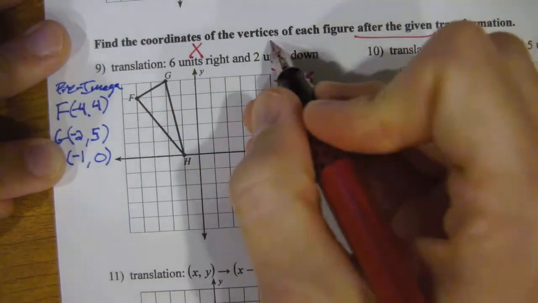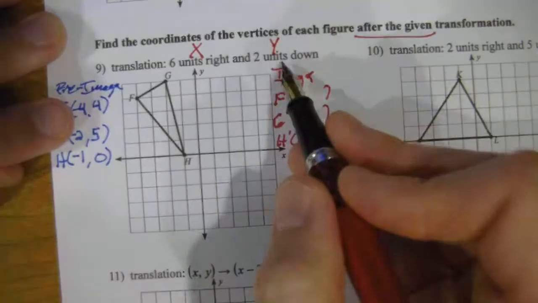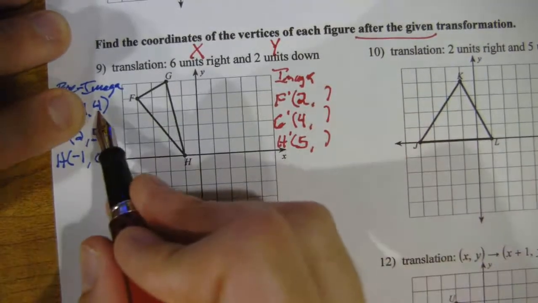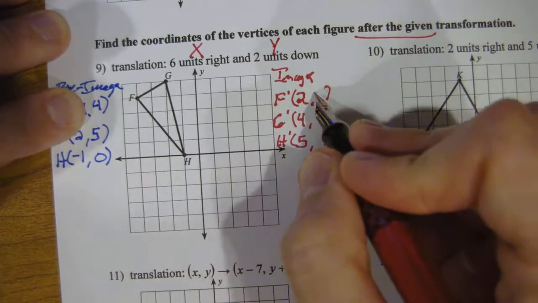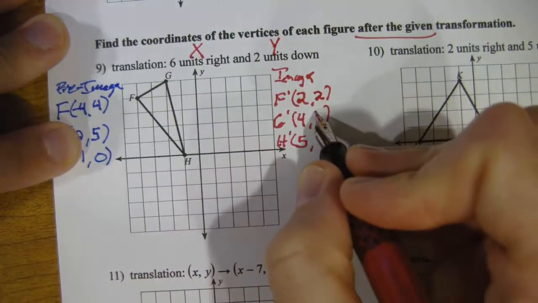2 down, that's a y issue. Up and down belongs to y. So if I'm going down, that's a subtraction. So I'm going to take this 4, subtract 2, and get 2. 5, subtract 2, that's 3.